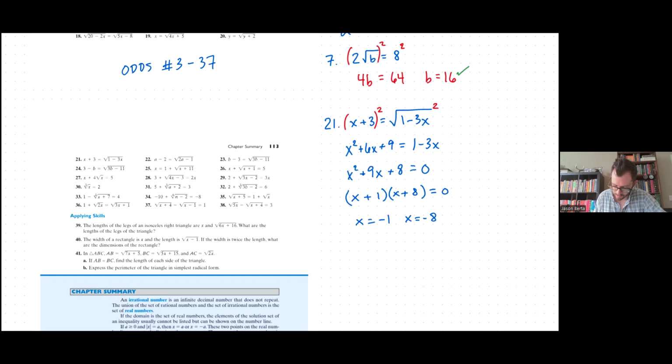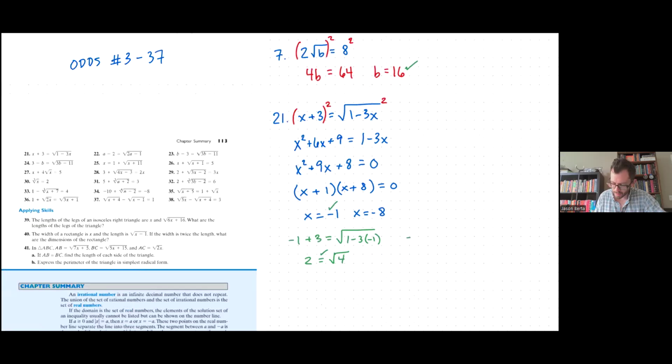Let's plug in -1 into the original equation, and we'll get 1 minus 3 times -1. On the left side, we get 2. And on the right side, we get 3 times negative 1, but subtracting it, we actually get the square root of 4. That's going to work out, right? 2 equals the square root of 4. So negative 1 works.